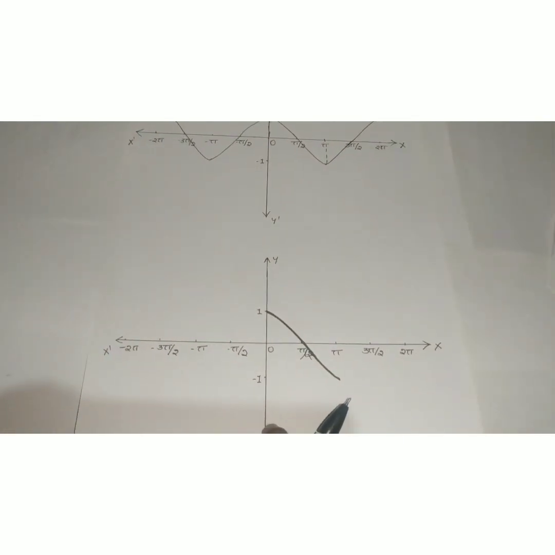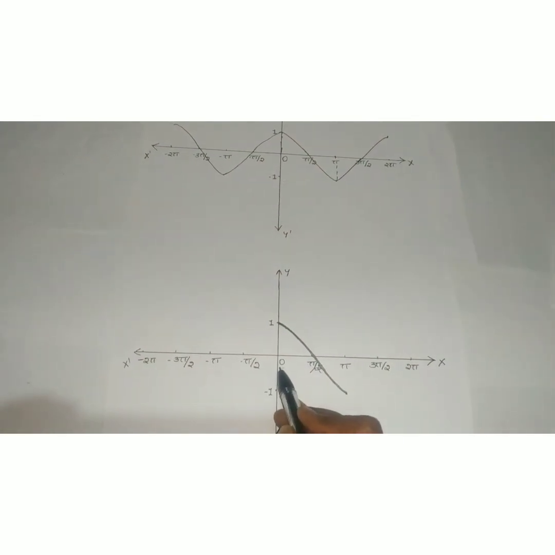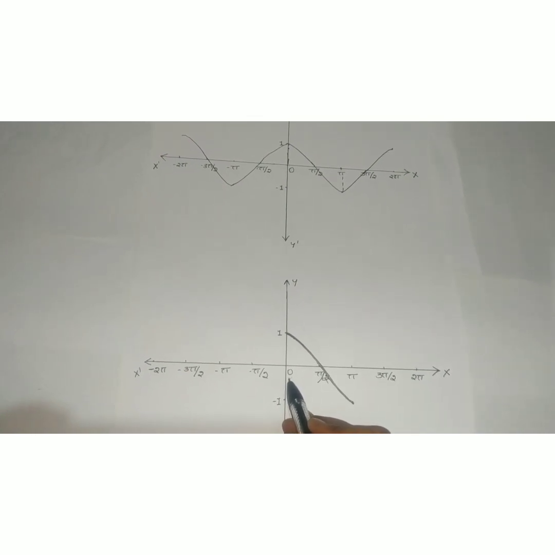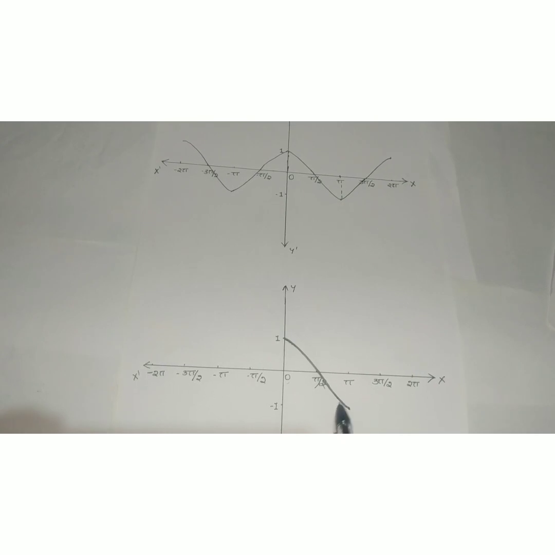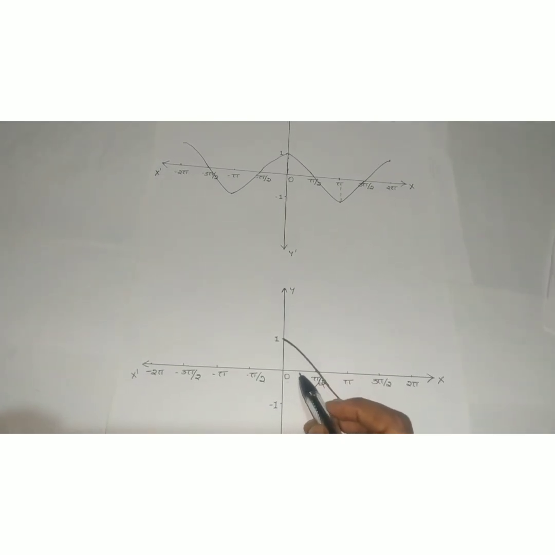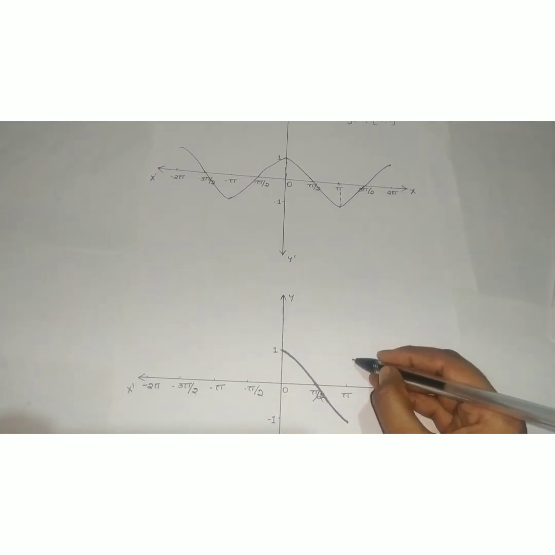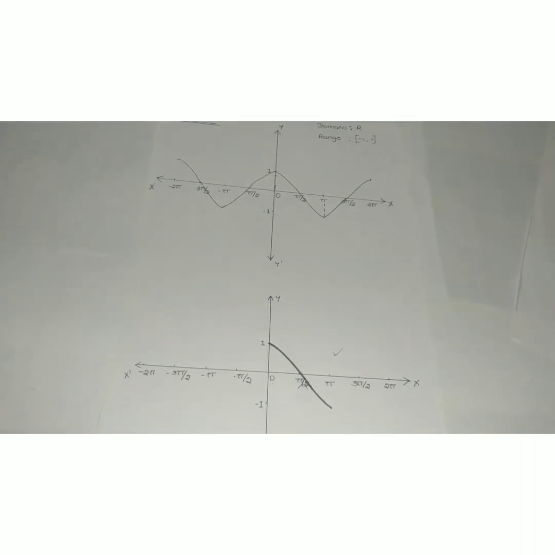So observe this graph. If we restrict the domain of the cos function to the closed interval 0 to pi, then it becomes one-one and onto. So when the function is bijective, then the inverse exists. So in order to define the inverse, we restrict the domain value.